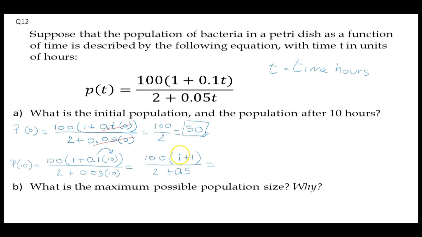This 1 plus 1 is going to be 2. 100 times 2 is going to be 200. And 2 plus 0.5 is going to give me 2.5. If we divide 200 by 2.5, it is going to give me 80. So the population after 10 hours was 80.